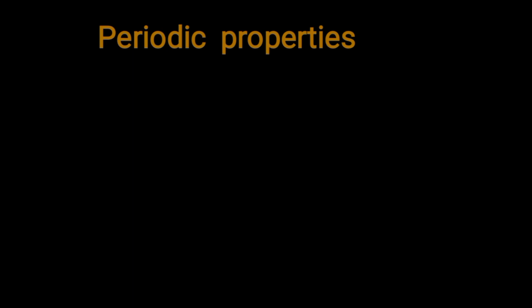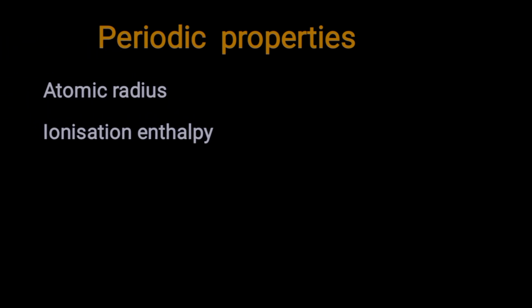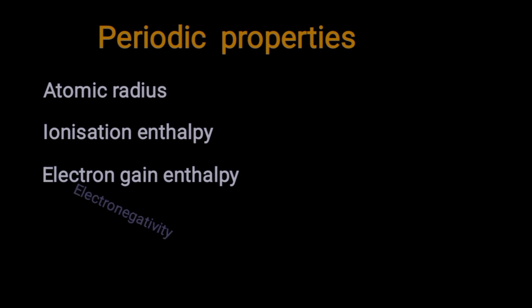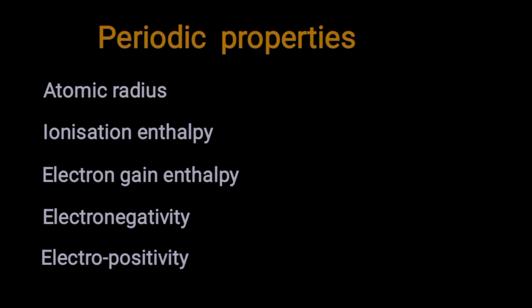In this class I would like to discuss all the periodic properties. The first one is atomic radius, the second is ionization enthalpy, the third is electron gain enthalpy, the fourth is electronegativity, and the fifth is electropositivity. So this is the list of important periodic properties under the board syllabus we have.